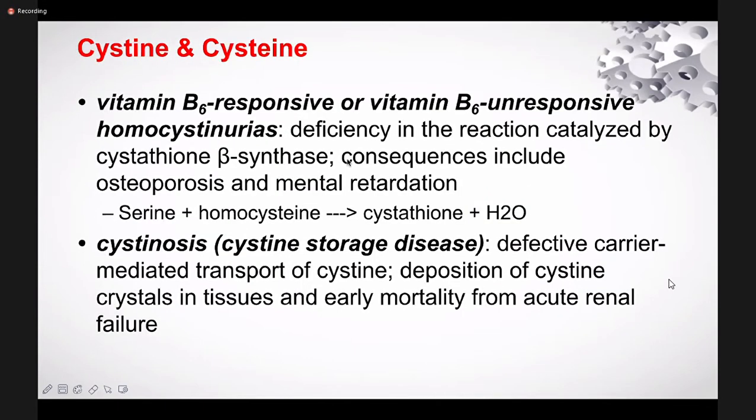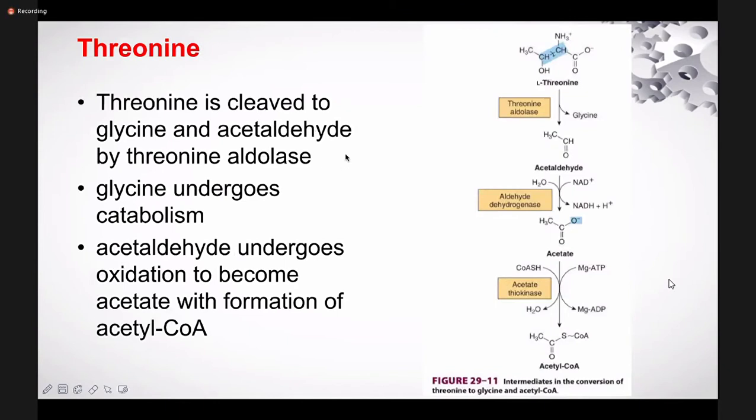So, those two are the problems that we may encounter if there is a defect in cysteine catabolism. So moving on, we go to threonine. Threonine is cleaved to glycine and acetaldehyde. This glycine, we can recall from previous slides, has its own catabolism. The acetaldehyde undergoes oxidation to become acetate, with formation of acetyl-CoA.